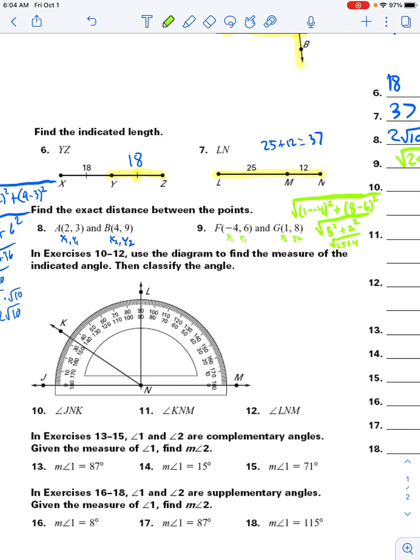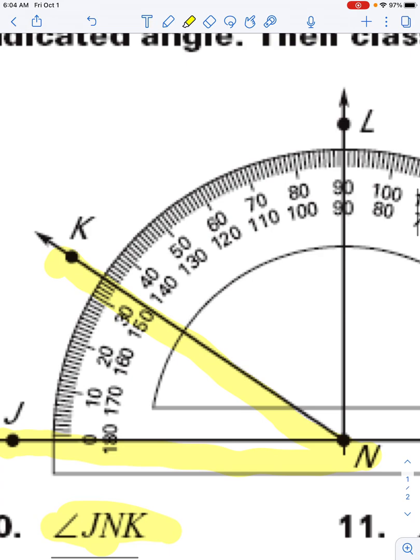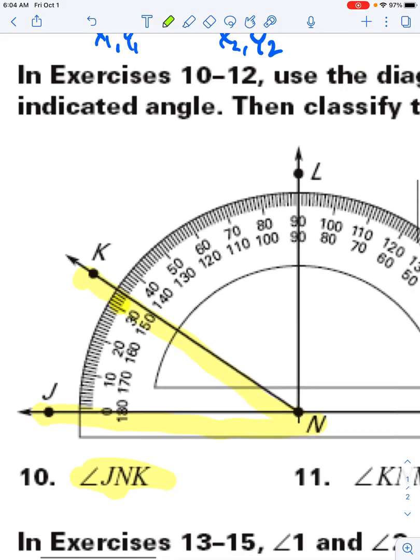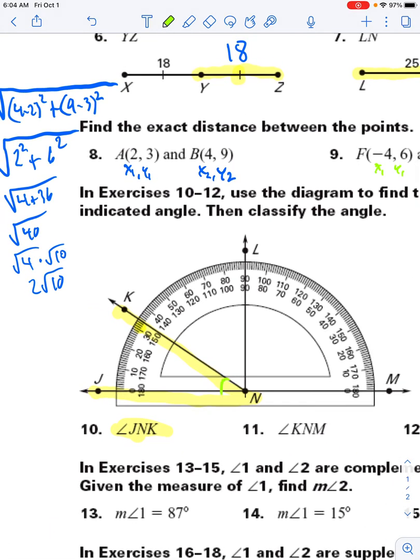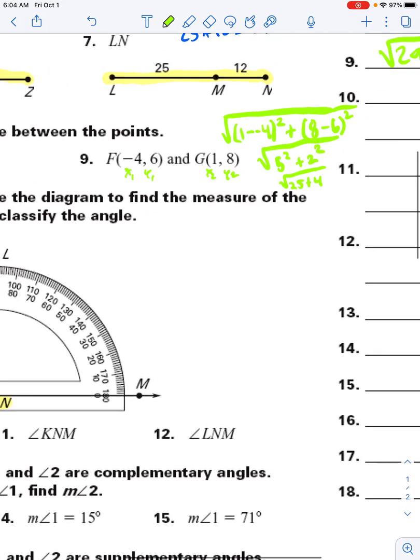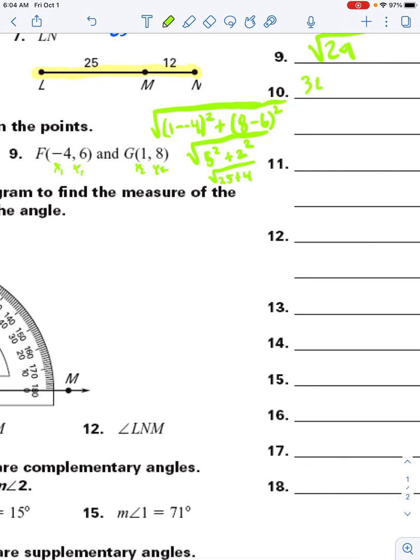In exercises 10 through 12, use the diagram to find the measure of the indicated angle, then classify the angle. So we're going to start with J, N, K. So again, the middle letter is always the vertex. So it looks to me, if I were to look at this, I would say, okay, it started at 0. Here's 1, 2, 3, 4. I'm going to call that 34 degrees. So this is going to be 34 degrees.